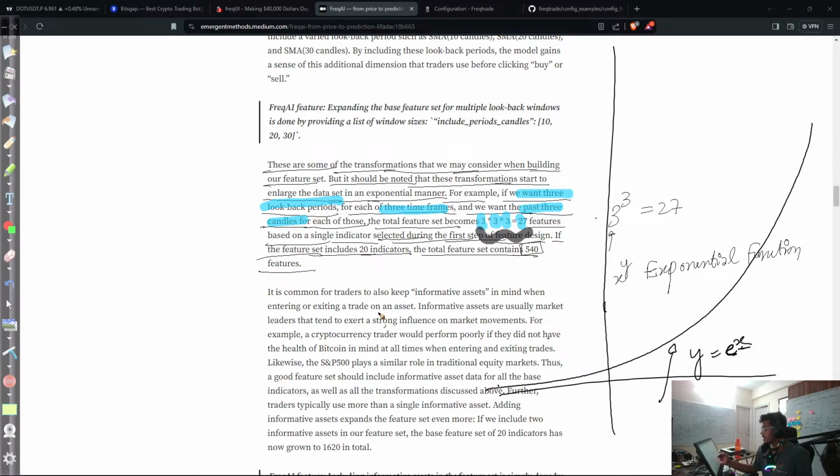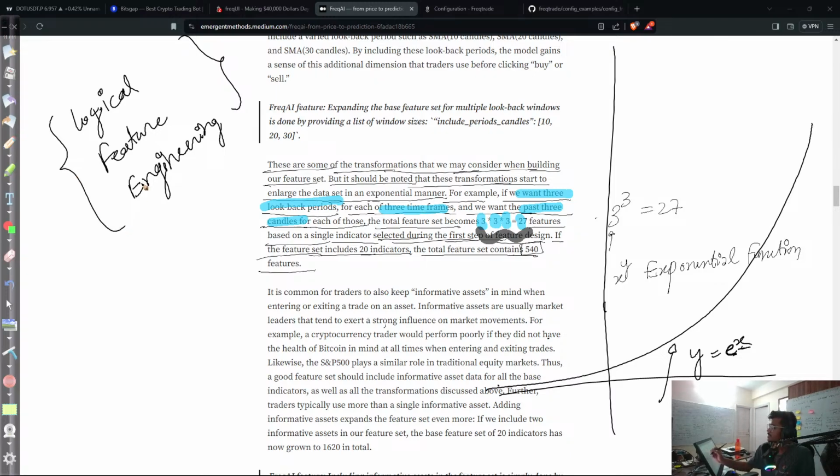So that's why what we're going to be doing is logical feature engineering. I actually call all of it logical, because most of the time in trading, even people who think they are doing logical stuff, it doesn't make sense. Once you do the logical feature engineering, then you are basically thinking from the domain expert perspective.